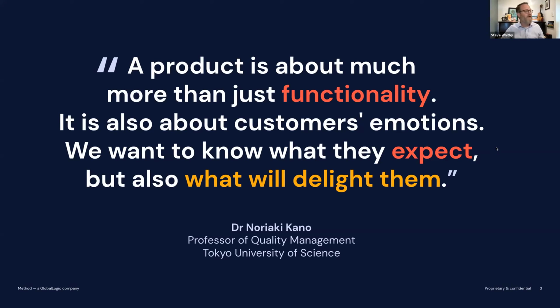So this is from one of the original researchers. Conveniently, his name is Kano, but a product is about much more than just functionality. It's also about customers' emotions. We want to know what they expect, but also what will delight them. So this tool, we hope, will lead us to understanding the value of certain features, whether they are table stakes that you have to have, or whether this is something that we could potentially delight a customer with, or whether we could actually send them away by having or not having a feature.